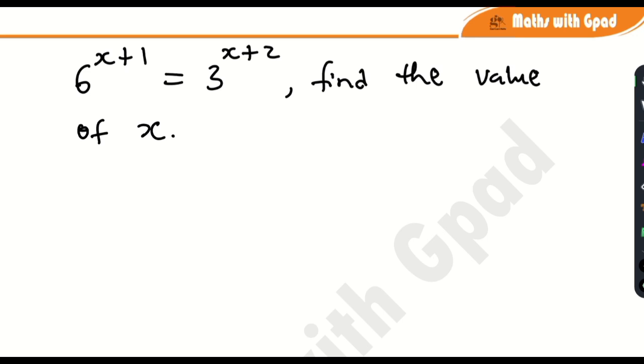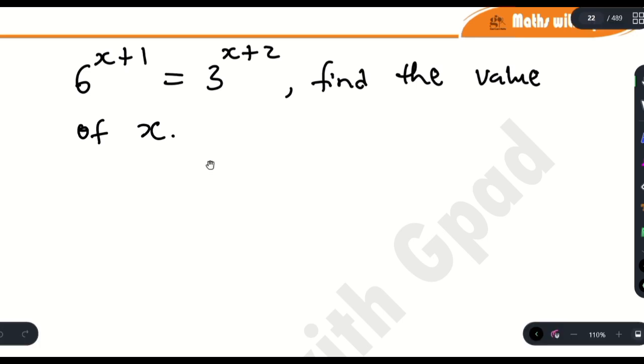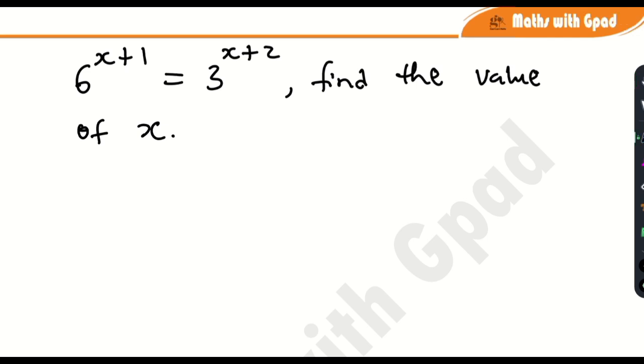Now, for us to solve this question, I will have to take the logarithm of both sides. So I can drop the exponent and just multiply the logarithm by the exponent. It's a way of dropping the exponent that I have on both sides of the equation. So I'm going to take the logarithm of both sides. As I said earlier, it's going to be log 6 raised to the power x plus 1, and this is equal to log 3 raised to the power x plus 2.